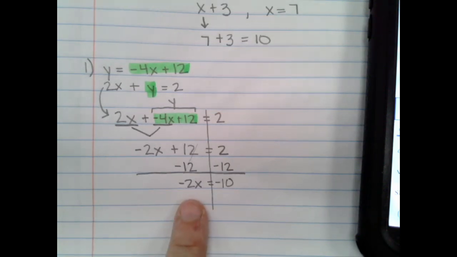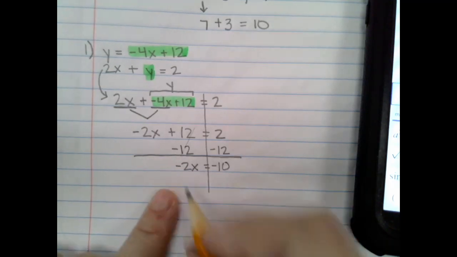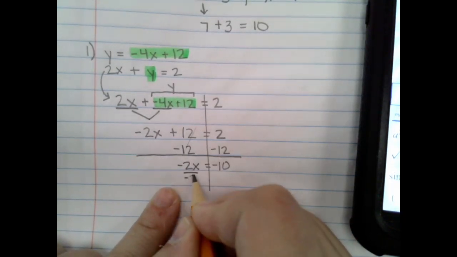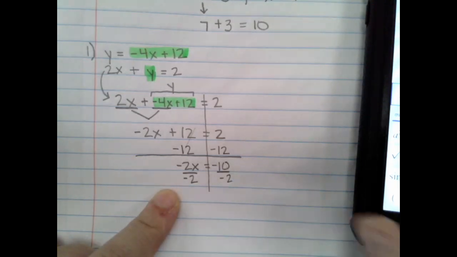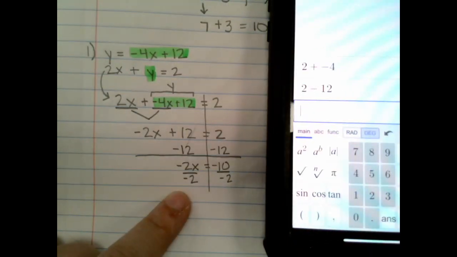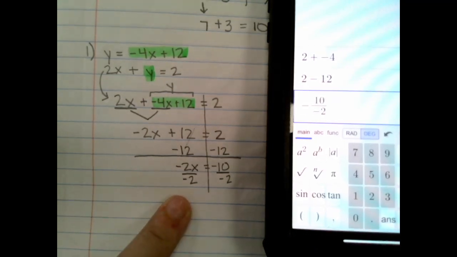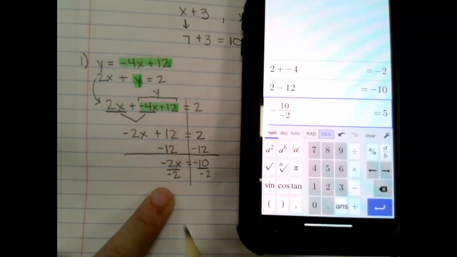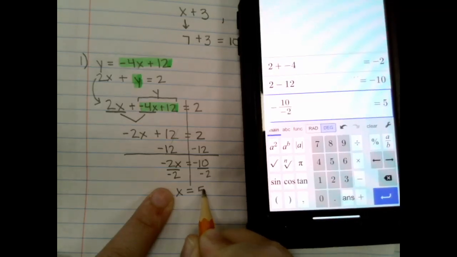How am I going to get x by itself without this negative 2? Divide by negative 2. Sure you didn't want to write this problem down before you go? No. All right, so then we have negative 10 divided by negative 2. And what should we get as our answer? Positive 5. Because a negative divided by a negative is a positive.